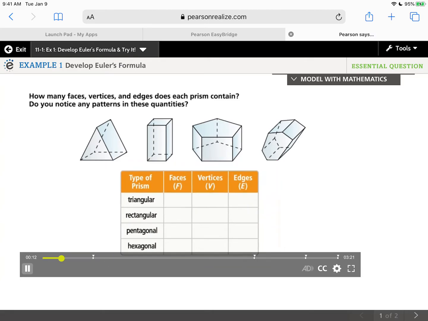To help us answer these questions, we will complete a table of the number of faces, vertices, and edges for each prism. Remember, a face is a single surface, a vertex is a corner point, and an edge is a line segment that connects two vertices. Based off the data found, we will now look for patterns and relationships amongst these prisms.